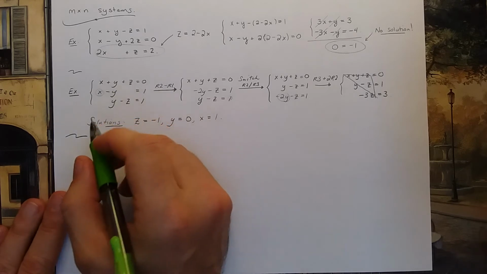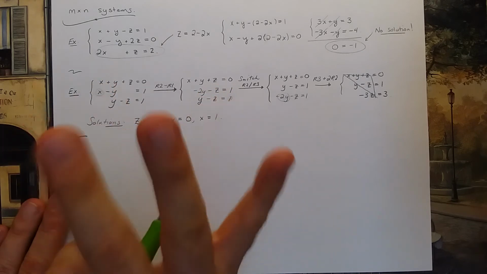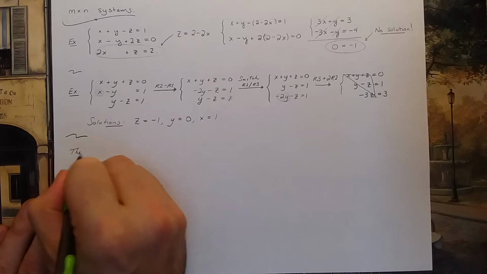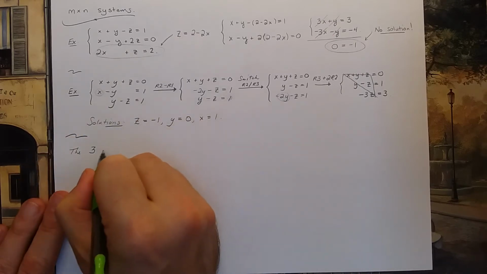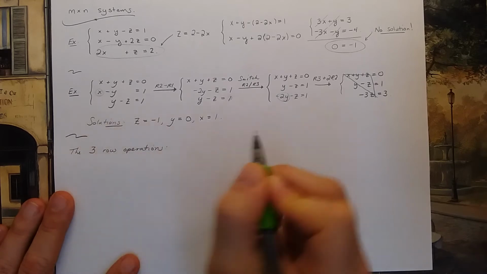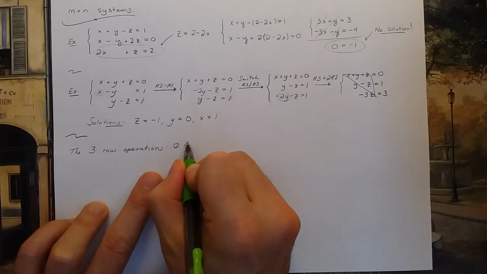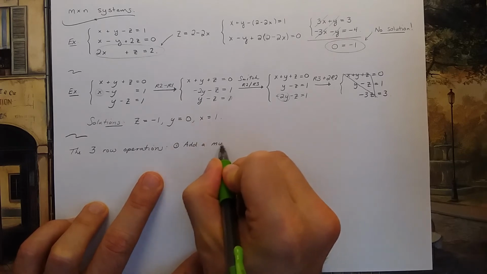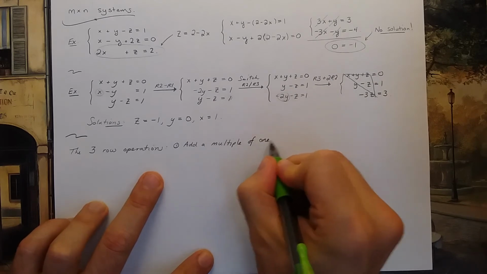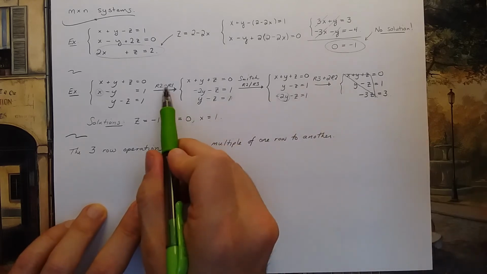I'd like to clearly write down the 3 and only 3 legal row operations you can use when solving a system. So these are the 3 and only 3 row operations. The 3 row operations are, number 1, you can add a multiple of one row to another. That's a common row operation.